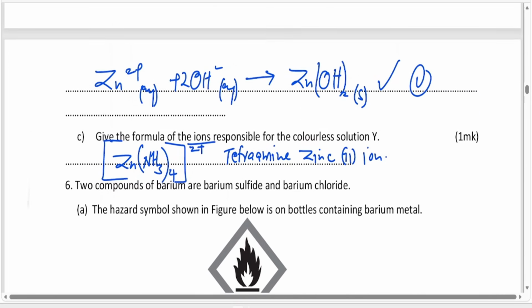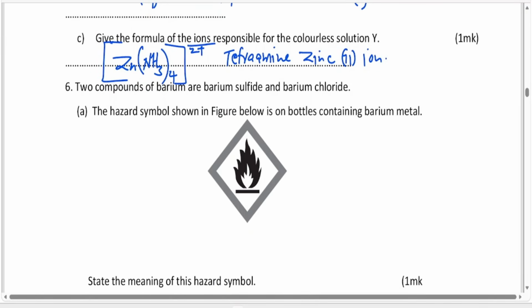Question number 6. Two compounds of barium are barium sulfide and barium chloride. Remember, it is also allowed to write sulfide like this. Sometimes we usually write sulfide this way. So it is also okay to use S to represent sulfide. So two compounds of barium are barium sulfide and barium chloride.